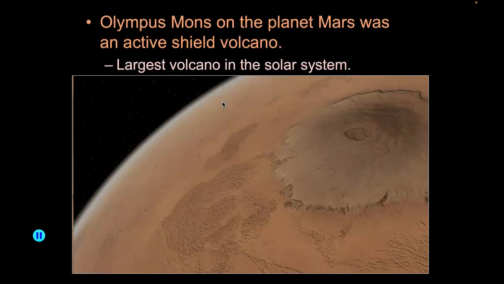All right, Olympus Mons is a large volcano that is on Mars, and it was once an active shield volcano. It's dormant now, but they think that in Mars's history it was active, and it is considered the largest volcano in the solar system. That is important to know for your test. Okay. So, Olympus Mons, largest volcano in the solar system.